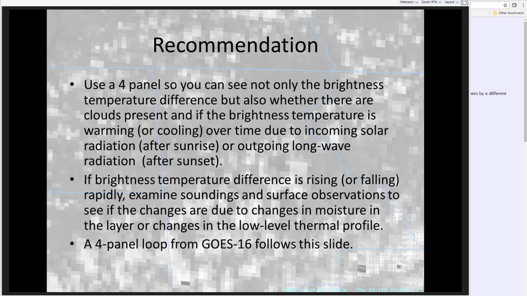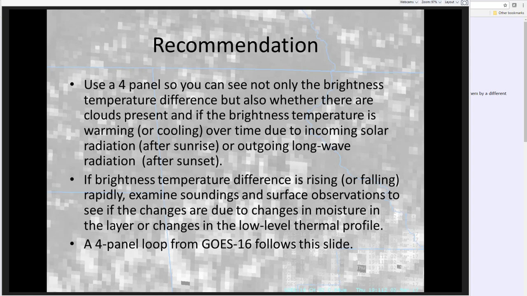So what we're going to start doing here is using 4 panels. We aren't just looking at the split window difference, or the brightness temperature difference, but we look at the individual channels as well: the 10.3, the 12.3, and then either a visible channel if it's during the day, or some type of IR channel at night that has observations on it. And then watch those evolve over time so that we can see how the different temperatures are changing and if there's cloud cover that's affecting it as well.